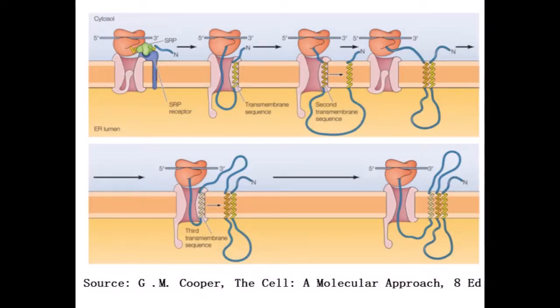In the third case, insertion of multipass transmembrane proteins occurs. The N-terminal lies outside and many transmembrane signal sequences are encountered, because of which loops are formed, leading to multipass transmembrane protein development.